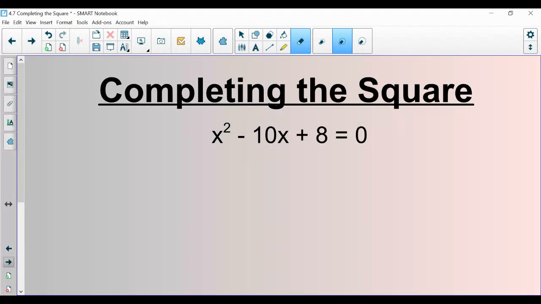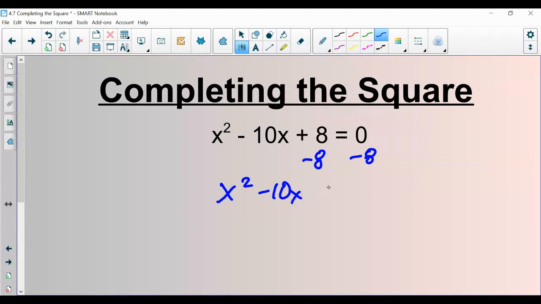Let's try another one. Might be a good idea for you to pause it and try this on your own. Remember, you want to pick the c term. Right now it's 8, and pretty much every problem is not going to have the right c term. So you're just going to move the 8 to the other side by subtracting 8. X squared minus 10x, leave a blank spot, is equal to negative 8.